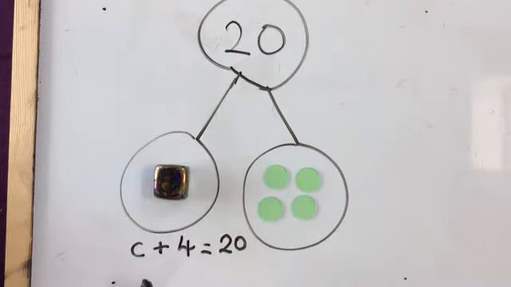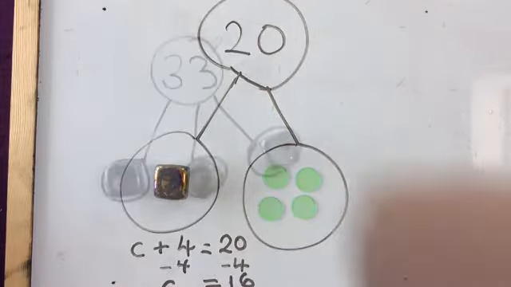So here we see that we've got C plus 4 equals 20. Remember, to get rid of it and to keep the balance, we need to do the same to both sides. So I need to take 4 away from this side. So I'm going to take 4 from both sides. And then I will have C equals 16. Hopefully you got something similar.